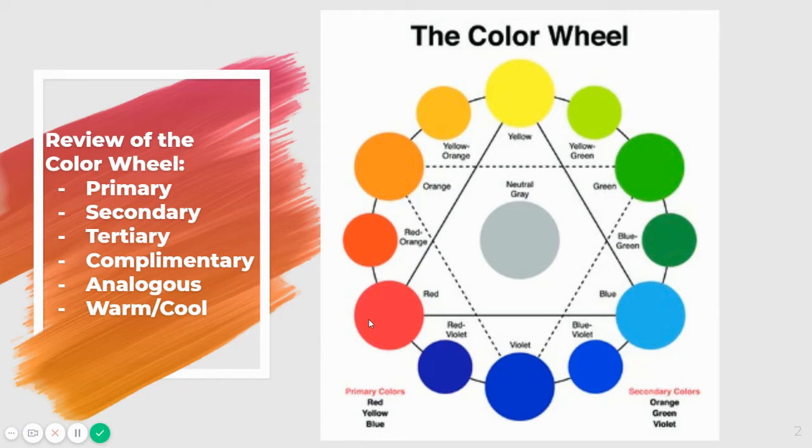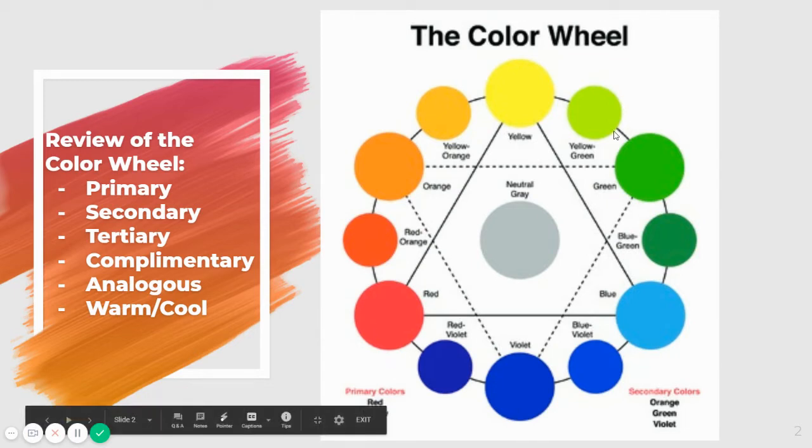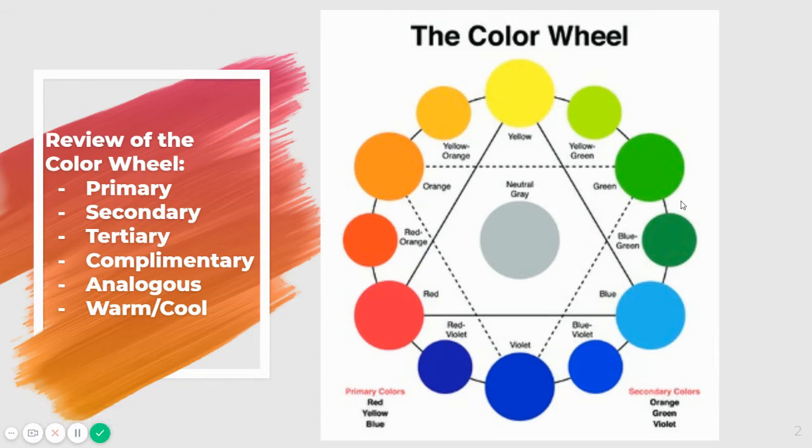Warm and cool colors are what happen when we split this color wheel in half, and on this side we have warm colors, and on this side we have cool colors. And these are all important things to remember whenever we talk about some of the next few principles.